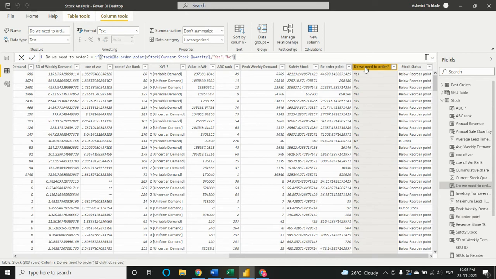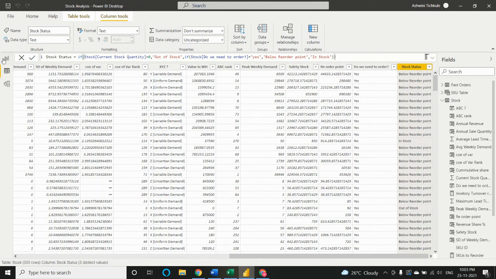Do we need to order? From the reorder point and the stock current stock quantity, we analyze yes or no for whether we need to order or not. Then stock status. For stock status, if stock current stock quantity equals 0, out of stock. If stock do we need to order is yes, below reorder point. Other than that is in stock. We can see we have the levels here in the stock status.